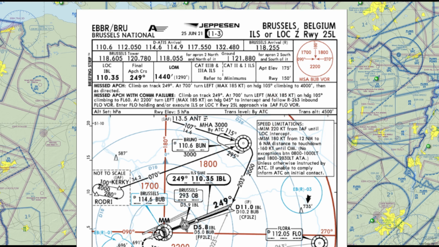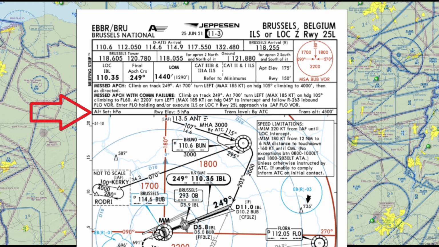Up next we have a description of what you must do in case you have to execute a go-around, both for normal operations and for when you lose communications with ATC for whatever reason. You can also find a visual representation of the go-around procedure on the chart itself, but it only gives you a very rough idea.